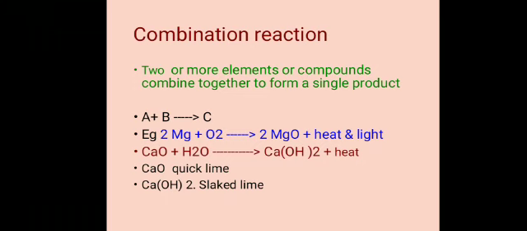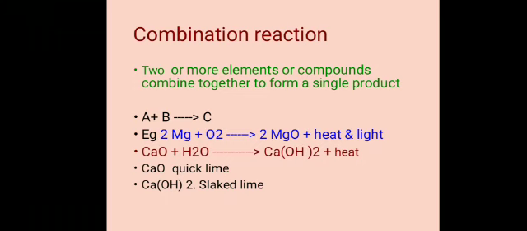Then during that chemical reaction, along with magnesium oxide, heat and light are also produced. So that also we can include in this equation. Then the next example we have to study is the reaction between calcium oxide and water. When we are adding calcium oxide to water, we are getting a single product, that is calcium hydroxide, Ca(OH)2.